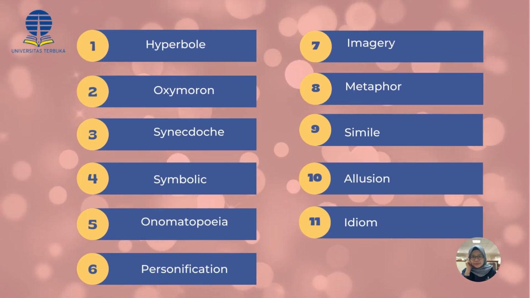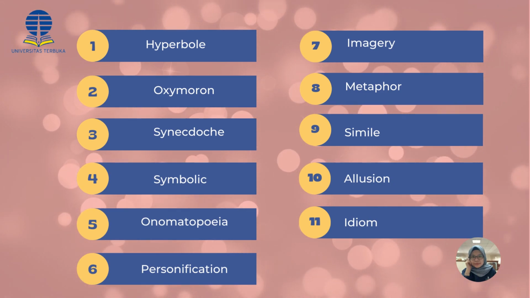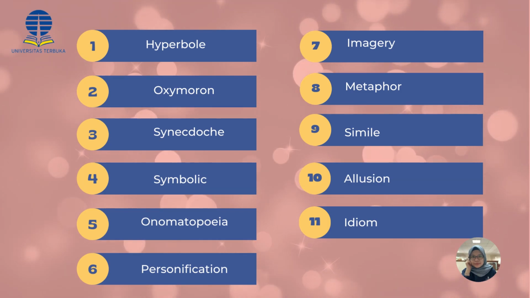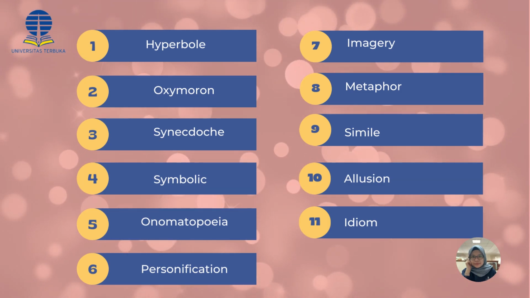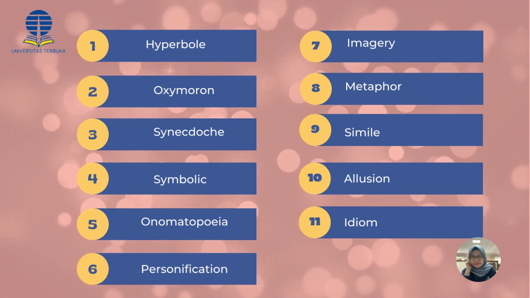There are many kinds of figurative language, namely hyperbole, oxymoron, synecdoche, symbolic, onomatopoeia, personification, imagery, metaphor, simile, allusion, and idiom. Let's discuss them in brief.